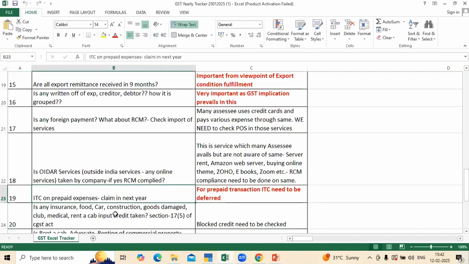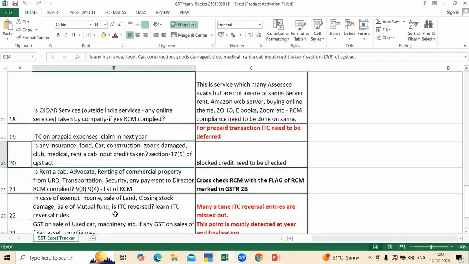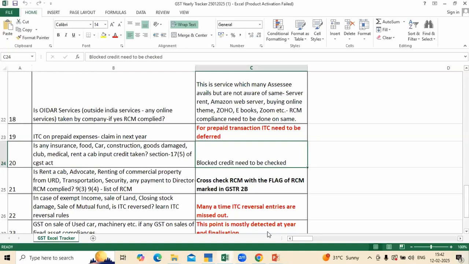Okay. Point number 20, it says insurance, food, car, construction, goods damages, etc. So friends, what it says is that in case you have any block credit in your books of accounts. See, as per section 17, subsection 5, in case you have any block credit, it needs to be reversed.